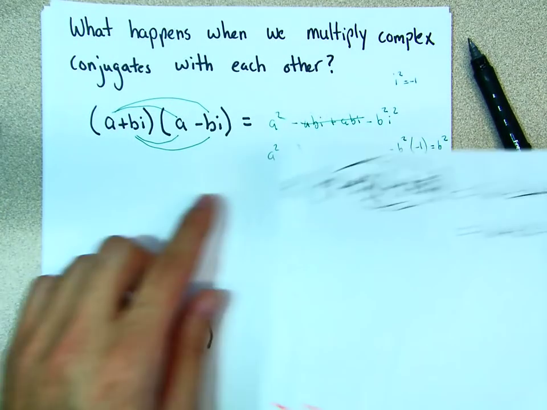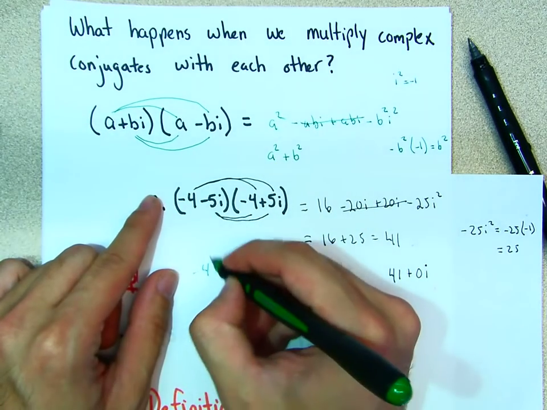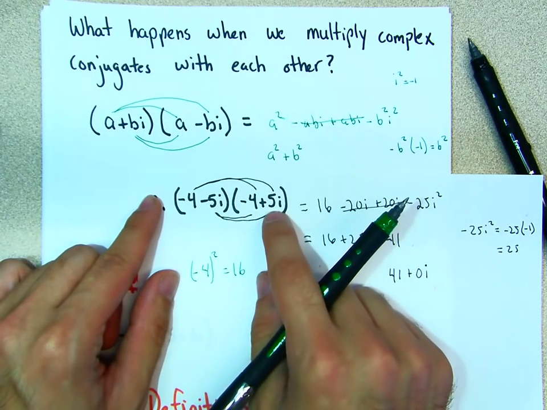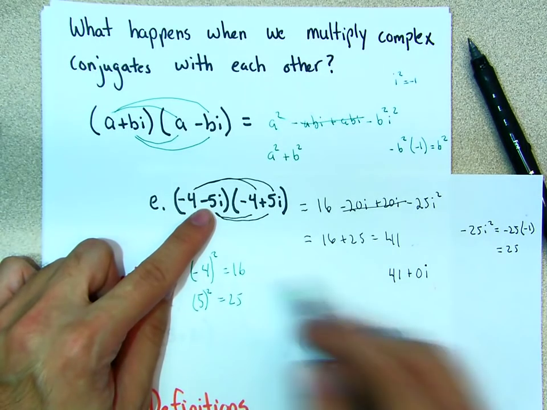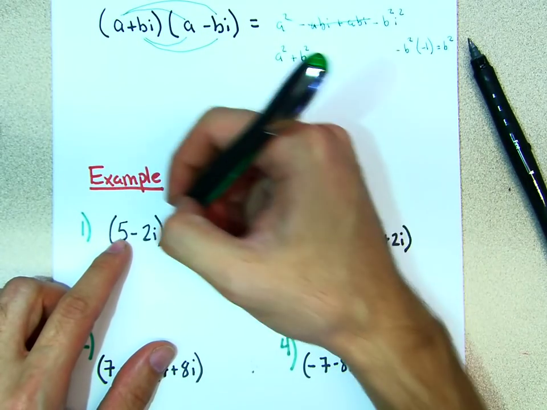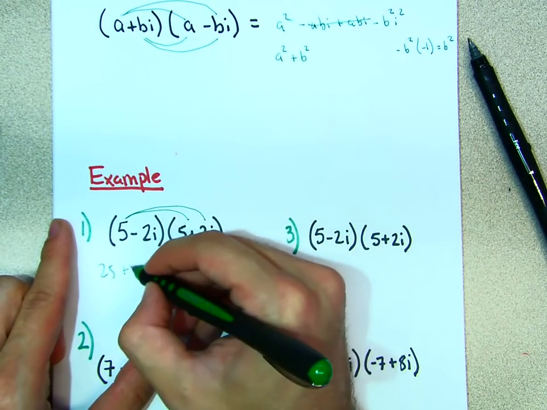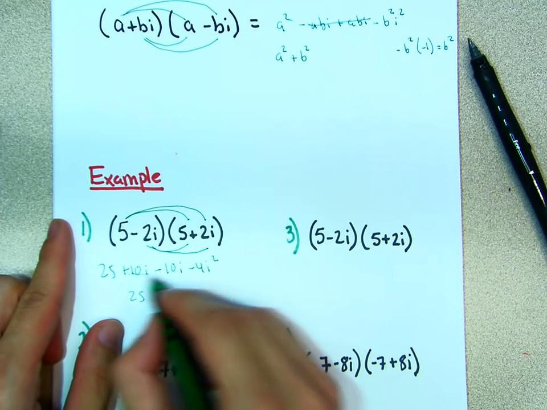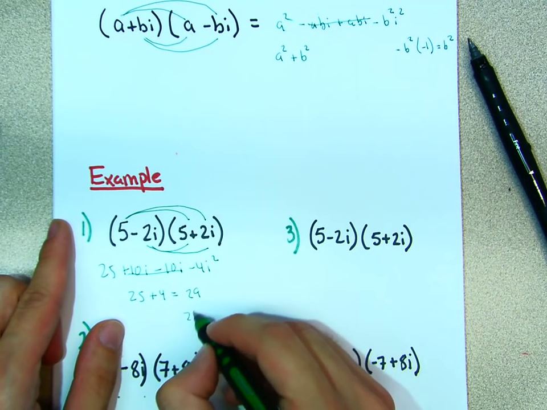And notice, you kind of did that here. Notice, in this previous problem, what is negative 4 squared? It's 16, which is this. What is 5 squared? This is 25. So 16 plus 25, that's all you're doing here. Like, let's try and look at these examples. What I want you to do for this one, do the traditional FOIL. What do you get? Right? If I do 5 times 5, 25. 5 times 2i is 10i. This is negative 10i. This is negative 4i squared. Then the 25 stays, and the 10i's cancel. This becomes positive 4, which is just equal to 29, or 29 plus 0i.